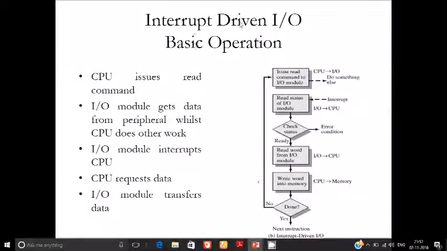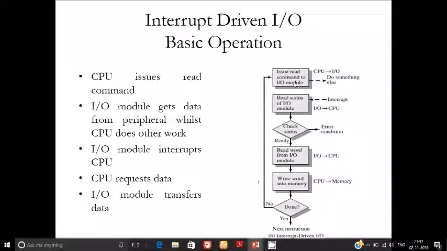Now go to interrupt driven input-output. This is the flow diagram, and this is one of the important things. When we capture interrupts, the CPU issues a read command, then the input-output module gets the data, and the CPU does not wait. The input-output module interrupts the CPU, the CPU requests data, and the input-output module transfers it. Here the CPU doesn't keep checking, and you can see the flowchart as well.